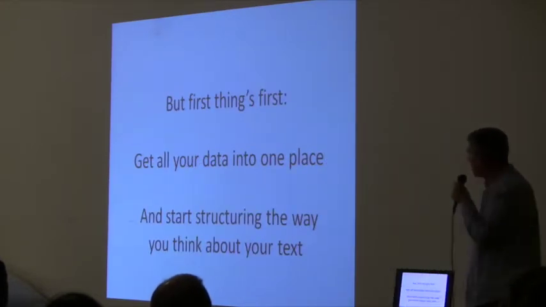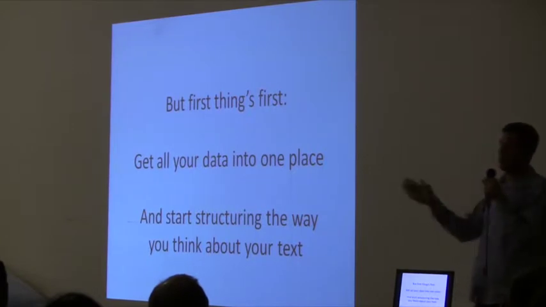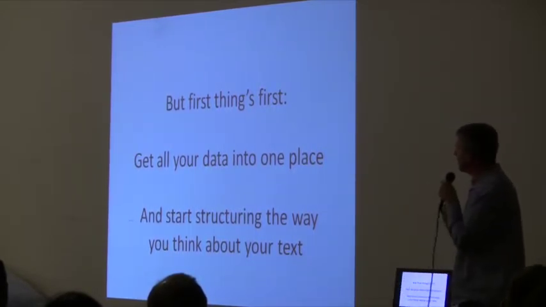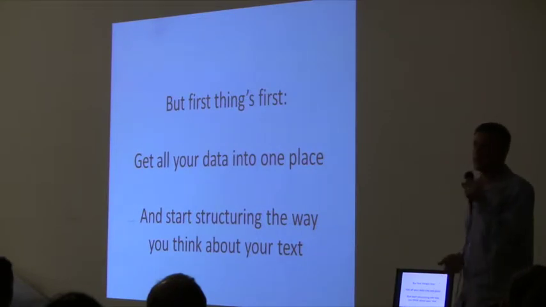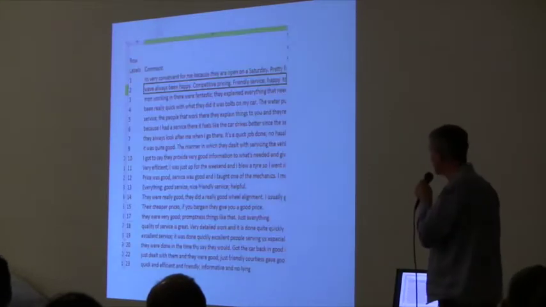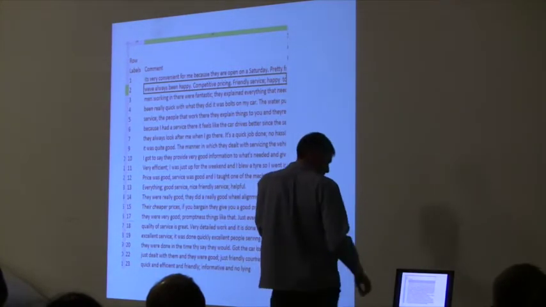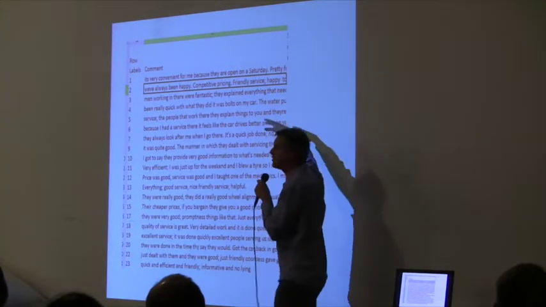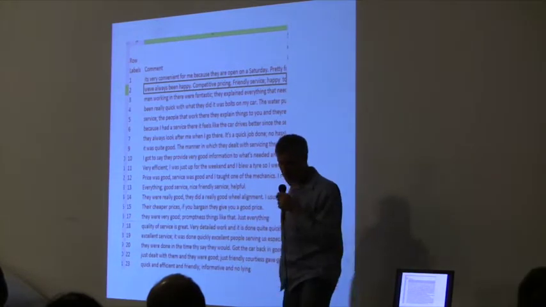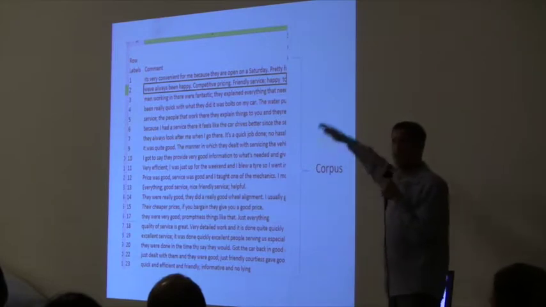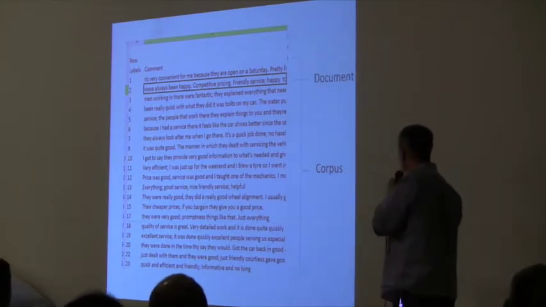Well, before we get into that, the first thing you've got to do is get all your data into one place. So there's no point having it all over the place. Get it into one place and start structuring the way you think about it. So what I mean by that is put it into one place and start to think about each of your items as a row in a spreadsheet. Think of your collection as a corpus, where each item is a document.